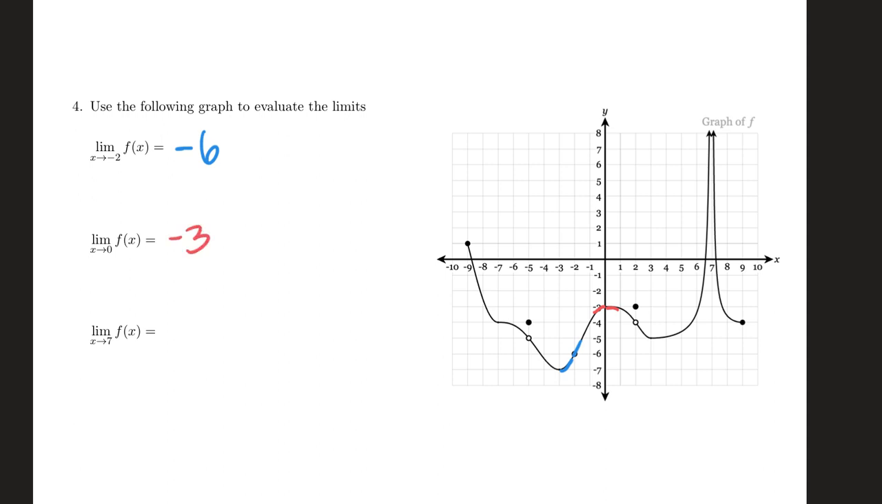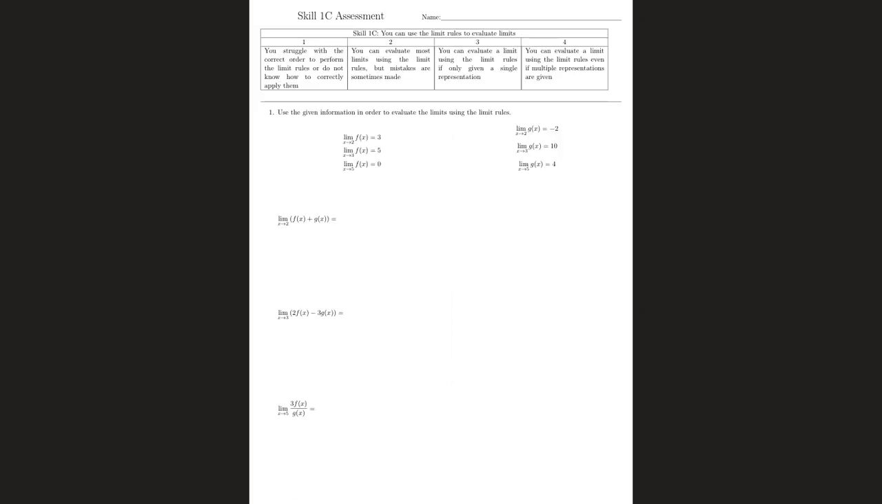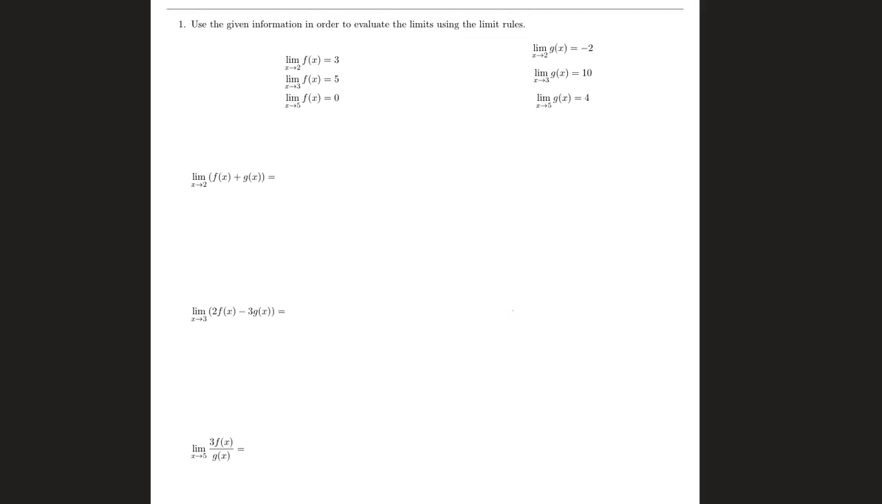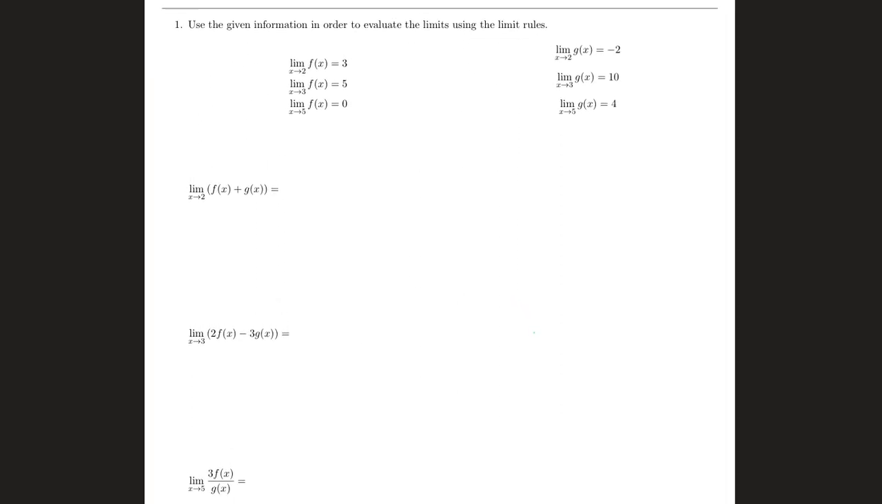And lastly, at 7, on both sides of 7, we have these arrows going up, so that's going to infinity. That's just using graphs to find limits. All right, next up we have the limit rules to find limits. I'm going to try to get all this on the screen at the same time.